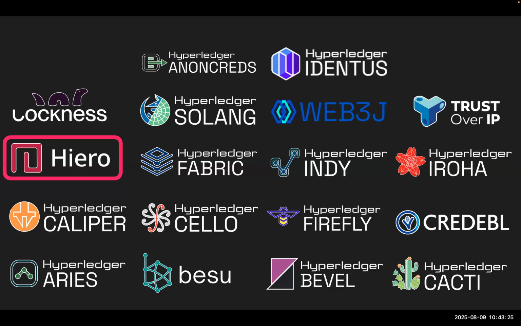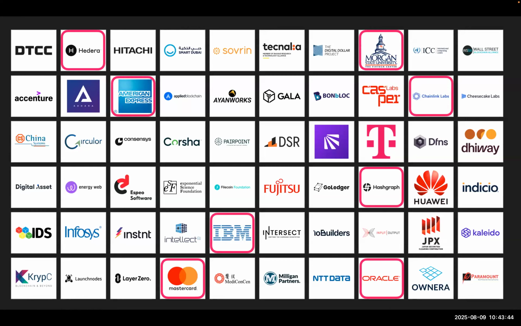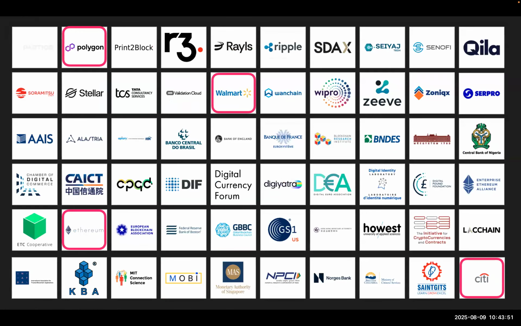And it's not only the projects, as said, all those projects need resources, right? And the Linux Foundation Decentralized Trust, when I created that slide, I was really like, whoa, that is huge, is backed by so many companies already. So I just highlighted some here like Hedera, American Express, Chainlink, IBM, MasterCard, Oracle, Walmart, Polygon, Ethereum, Citibank. All those companies are already now part of the Linux Foundation Decentralized Trust and care about the project we have just seen, right?